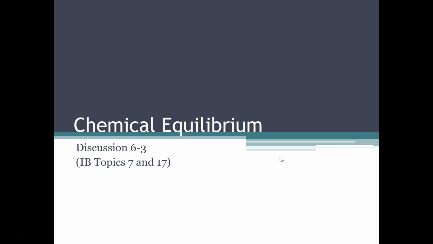Alright, so now we're going to do discussion 6-3, chemical equilibrium. It's important to note that in your textbook, equilibrium is IB topics 7 and 17. So when we move on to the next unit, acids and bases, it's going to be unit 8. So there is no unit 7.